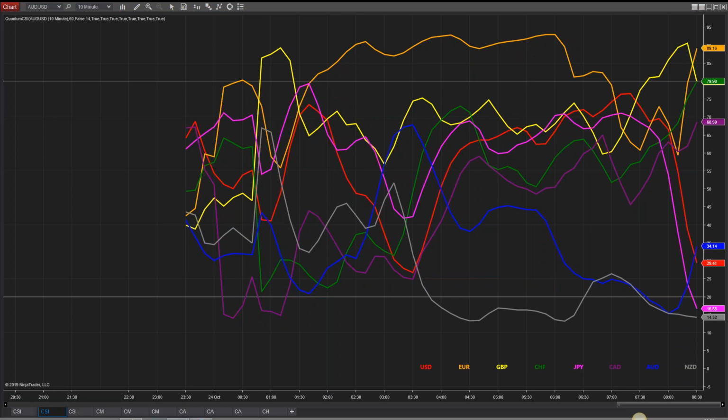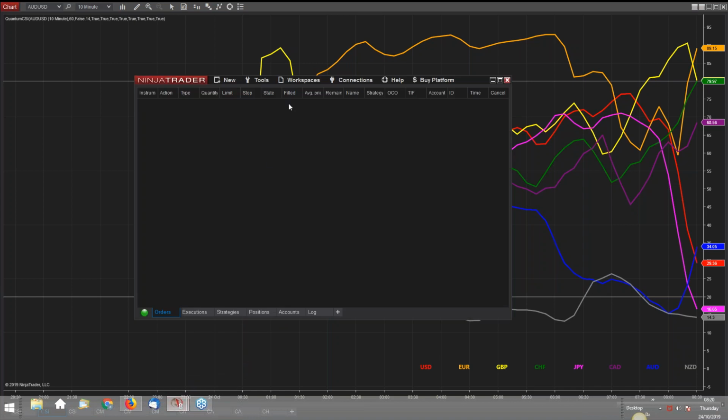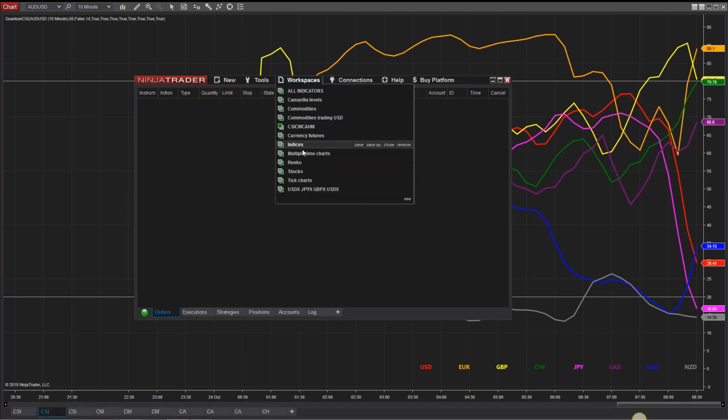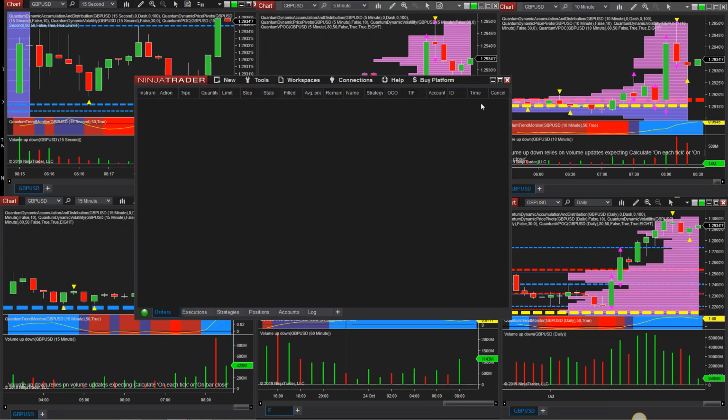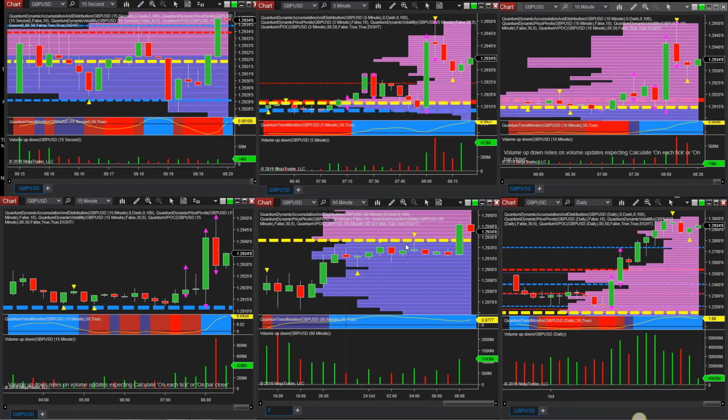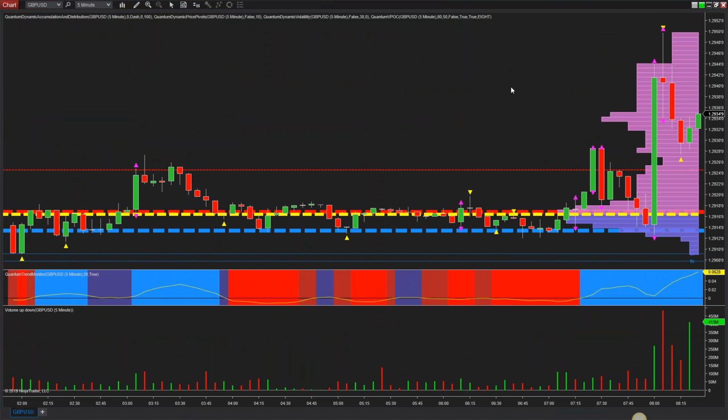Someone in the room, Donna, said, what is the yellow hatched line? That is the volume point of control. It is the point on the chart where we have price agreement. In market profile terms, it's almost like fair value. There is no divergence. There is no desire to move this price strongly in one direction or another.